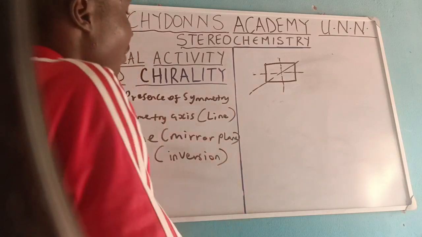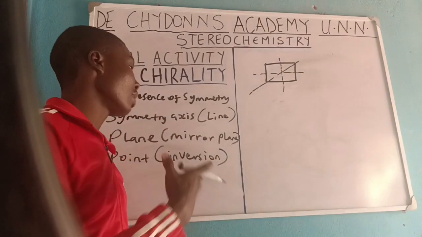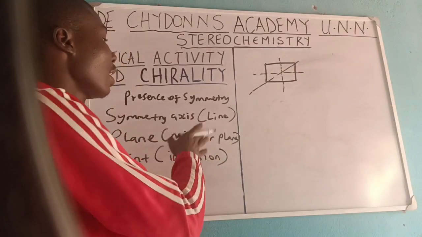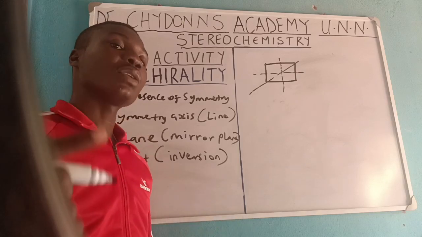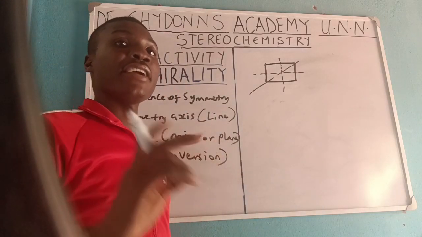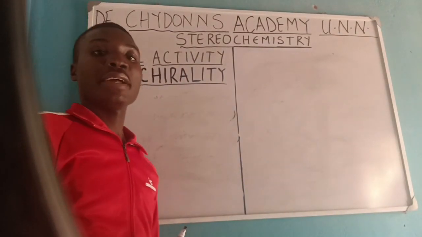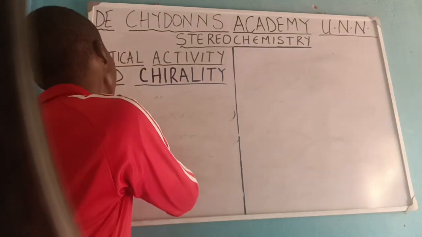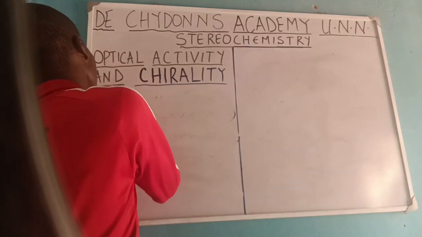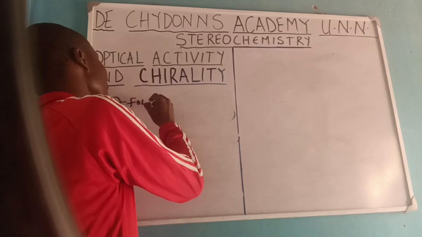Now these three symmetry elements have their own role to play when it comes to the definition of symmetry, and they work with 5 symmetry operations that we're going to be looking at very shortly. So there are 5 symmetry operations that work with these 3 elements of symmetry, and I'm going to be starting with the first symmetry operation.